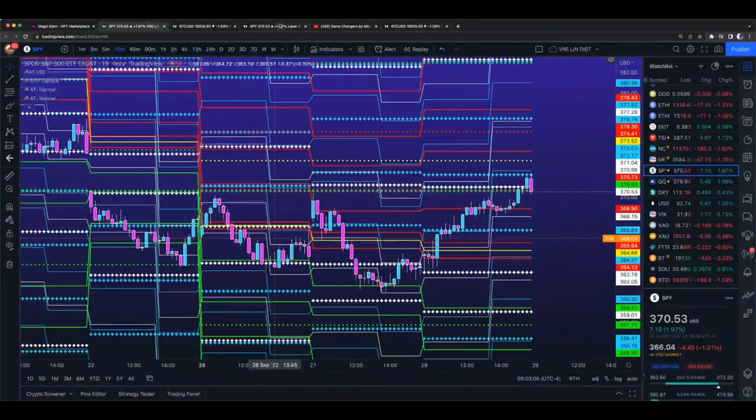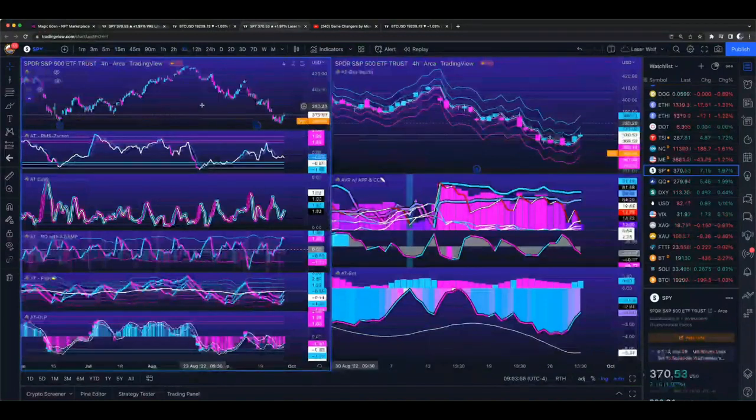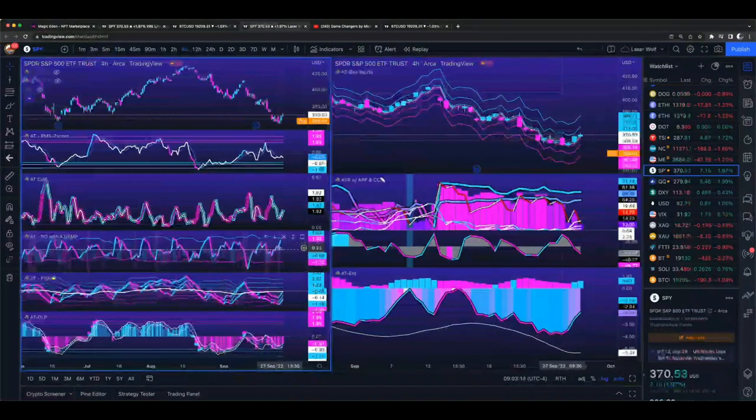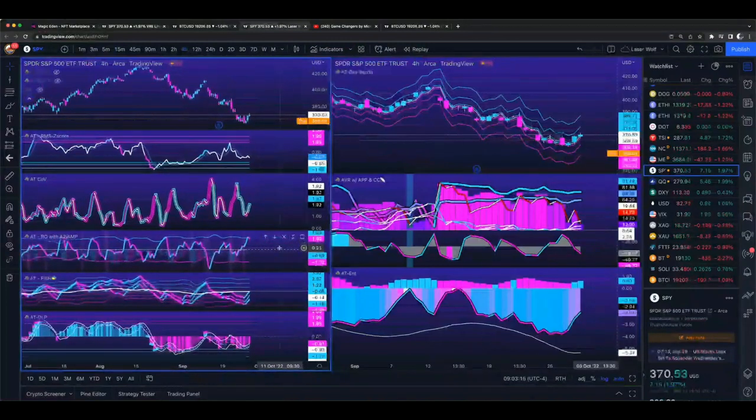But let me see now. Let's see how this closed. The 4-hour. Yeah. And now you can see right here, right? What's setting up on this 4-hour? Ton of hidden bear. These Fishers are no joke, right? I've gained a lot of respect for this indicator. It's super powerful, man. Super powerful.